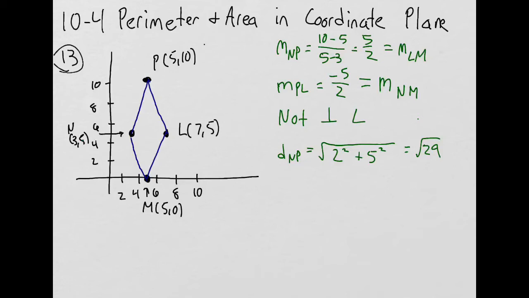So cool. So what that means is all sides are the square root of 29.